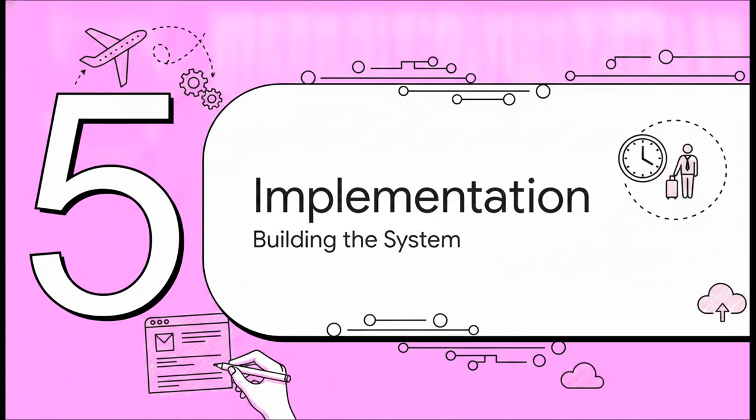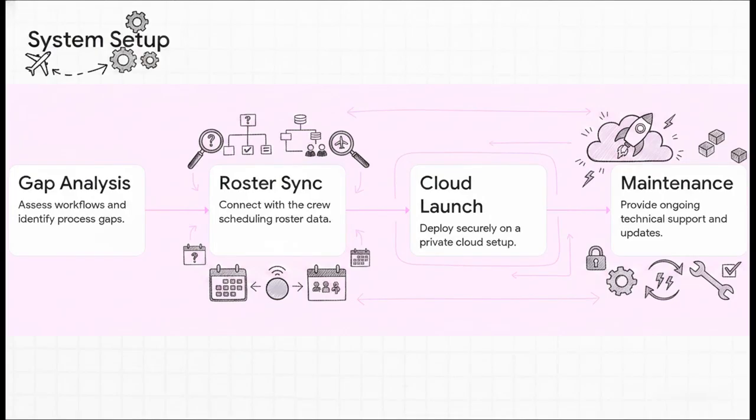Now for the implementation approach, looking at building the system. You might be wondering, how does an airline actually integrate a massive platform like this without totally disrupting their 24/7 global operations? Well, the source outlines a strict 4-step journey. Step 1 is a gap analysis to assess their current workflows and spot the bottlenecks. Step 2 is roster integration, seamlessly plugging in that scheduling data. Step 3 is the actual implementation and launch, deploying the solution securely onto a scalable private cloud. And Step 4 ensures it keeps running smoothly, with ongoing support and maintenance.